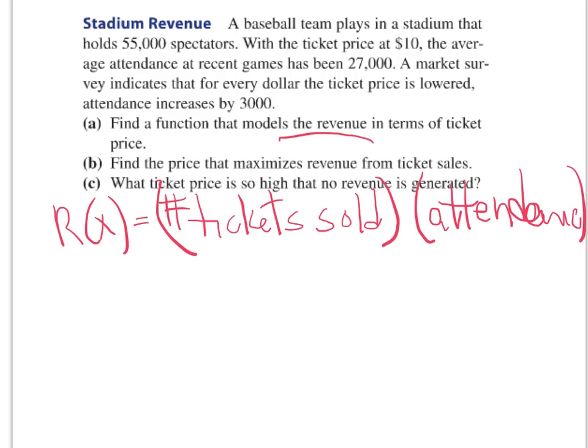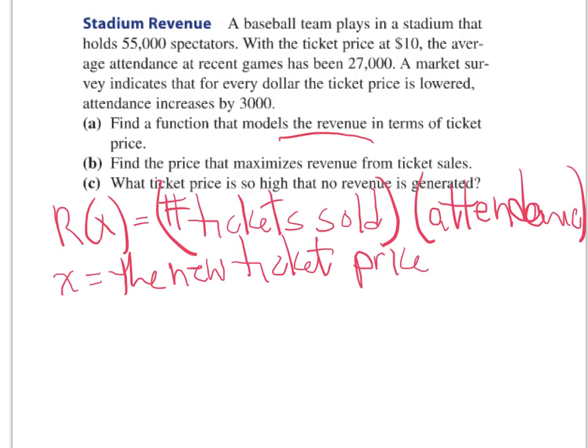So the number of tickets sold is what we don't know. We don't know what the new ticket price is going to be. So we'll let X be the new ticket price, the new reduced ticket price, because that's what they're doing. They're letting the ticket price go down. Now, we know that when the price was $10, they had an average attendance of 27,000.